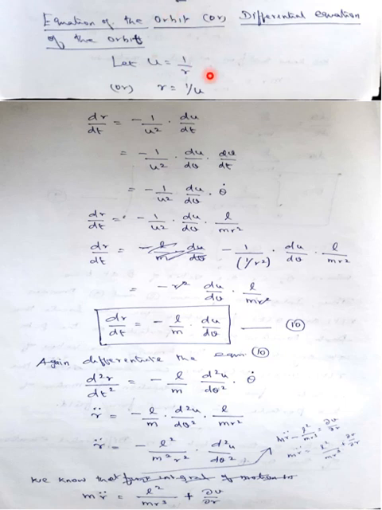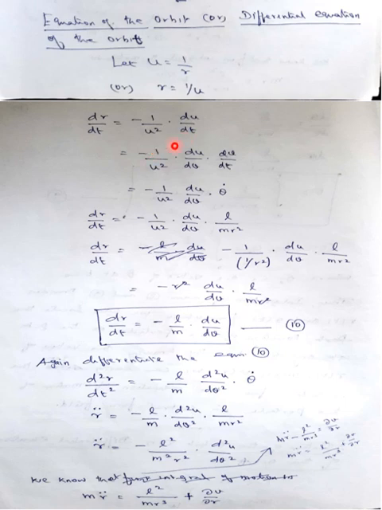dr by dt is a simple derivation. dr by dt is equal to minus 1 by u square du by dt, or minus 1 by u square du by d theta into d theta by dt, just for mathematical purpose. This d theta by dt is otherwise written as theta dot.